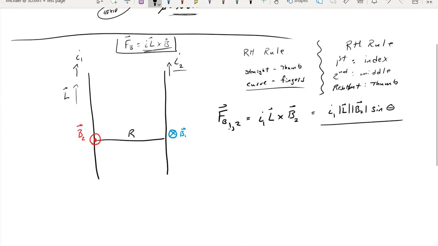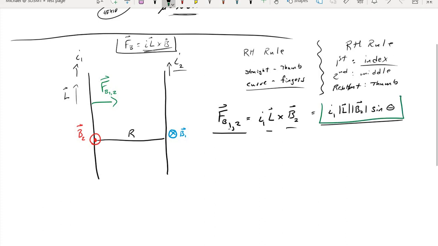Well, the result that we want to get from this combination is the force vector. The first vector in the cross product is the L vector, so take your index finger and point it in the direction of L. Second vector in the cross product is the field vector, so while keeping your index finger pointing up in the direction of L, you need to rotate your wrist so that your middle finger can point up out of the screen. And then the only direction that you can point your thumb without hurting yourself is going to be to the right. And so that will be the direction of the magnetic force on wire 1 as a result of wire 2.